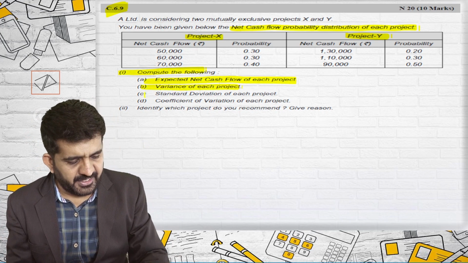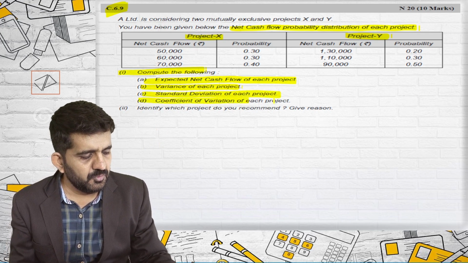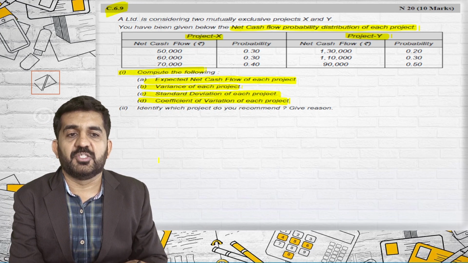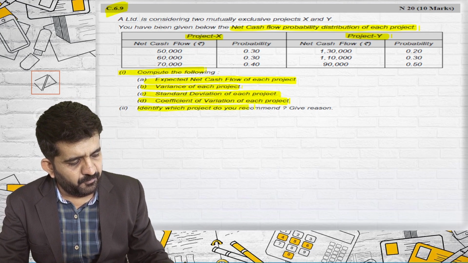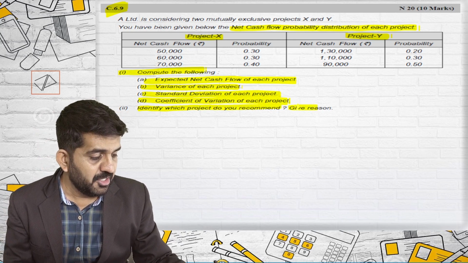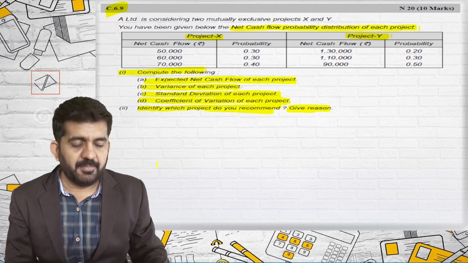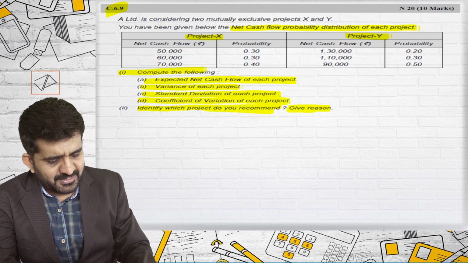Variance of each project, standard deviation of each project, coefficient of variance of each project. And then you need to identify which project you recommend. Only cash flows are given and they are telling us to give a recommendation. We will try it out. I am first doing it for project X.